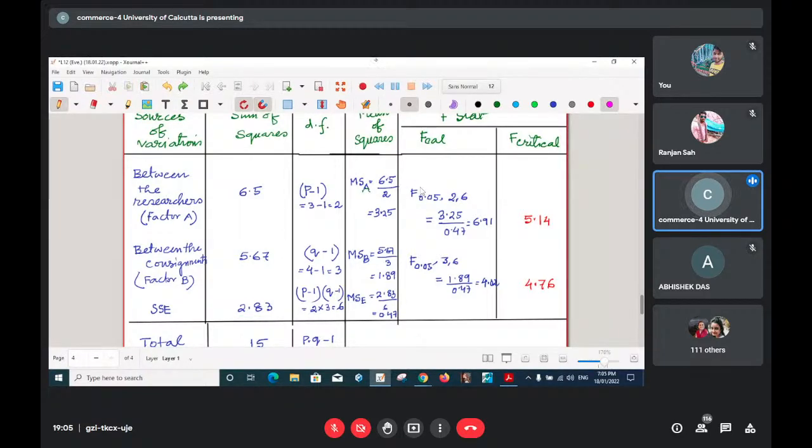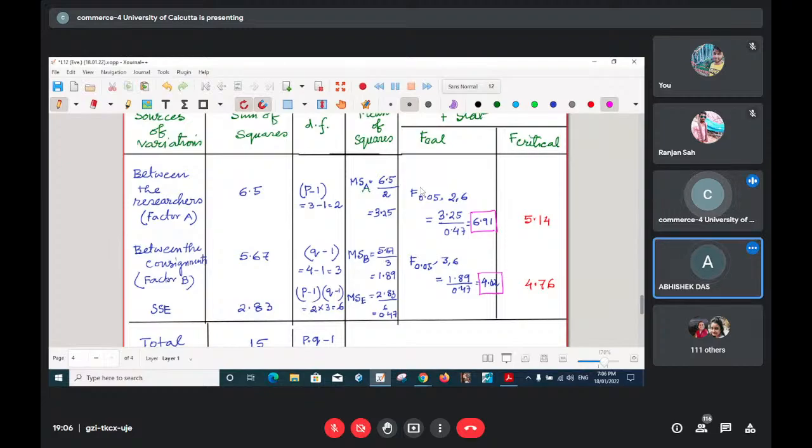So what values have I got? I have got plain and simple two values. One is the calculated F statistic for difference in researchers, and another is the calculated F statistic for difference due to consignment. Is it clear to all of you?